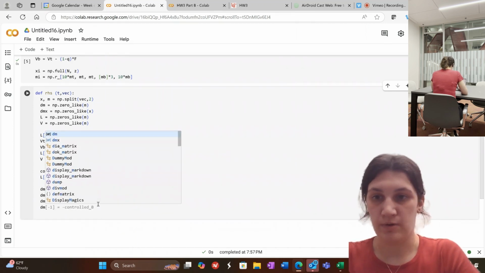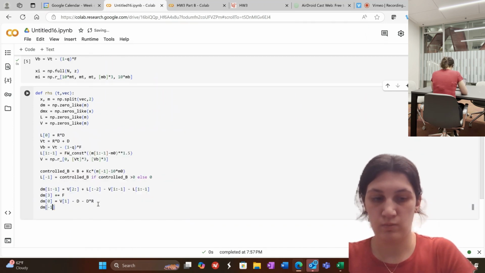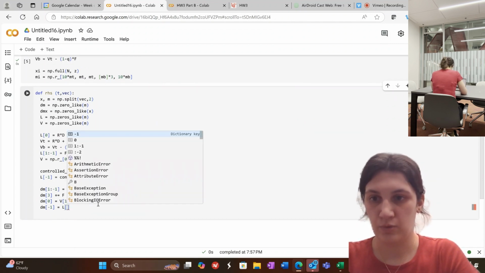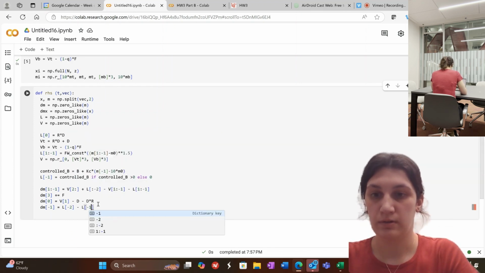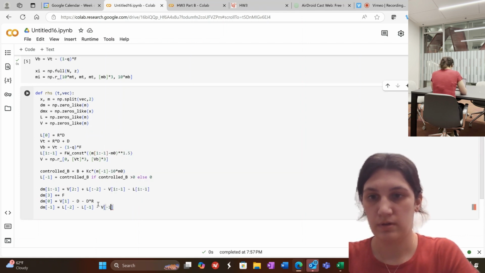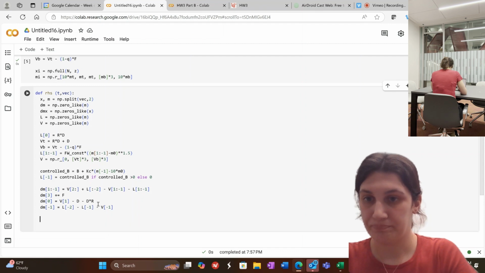And then for our reboiler, you have the liquid flow coming in from the tray above, the liquid flow leaving the reboiler, and the vapor flow leaving the reboiler.